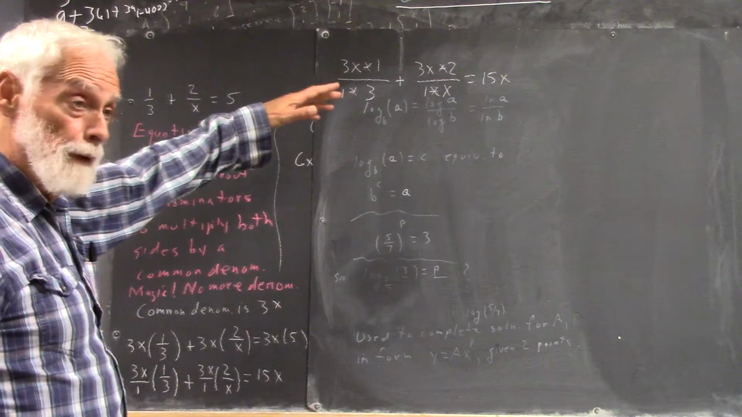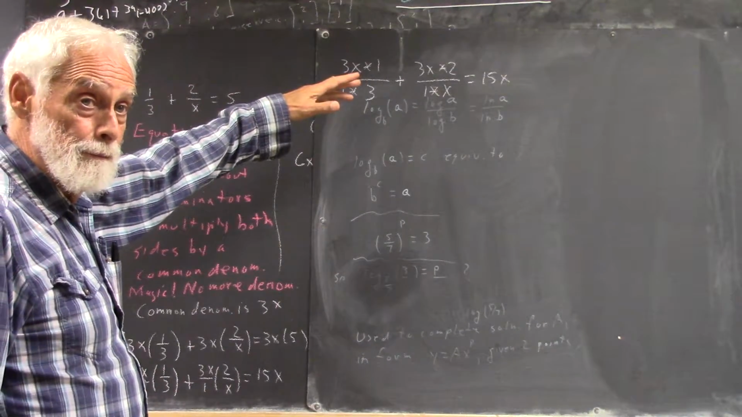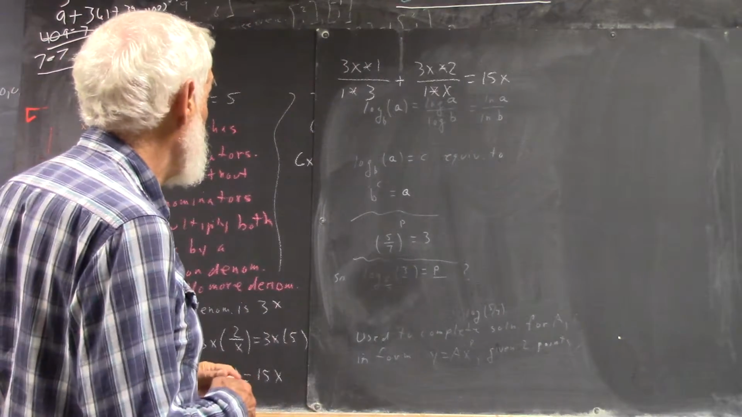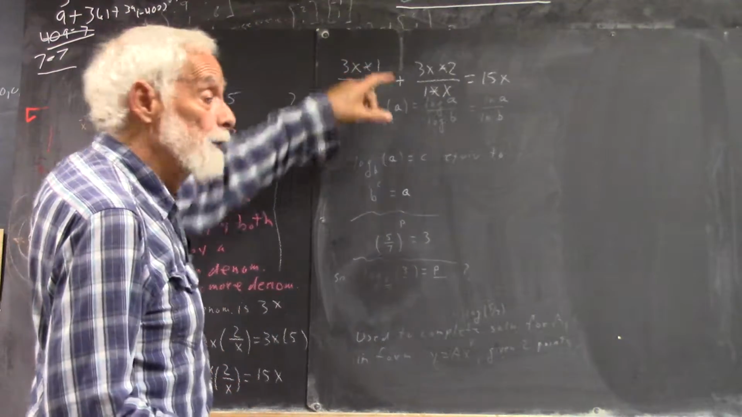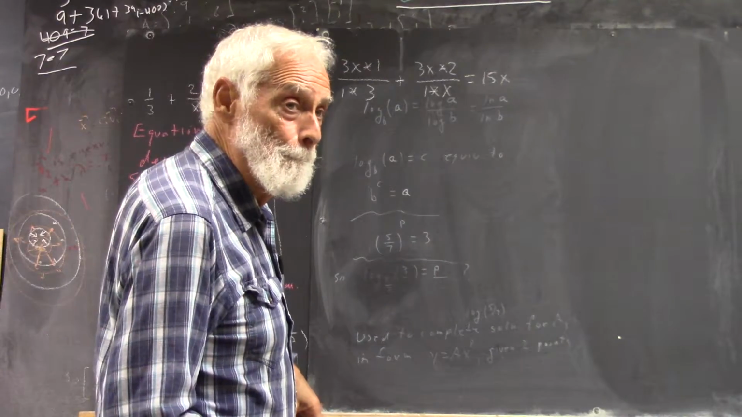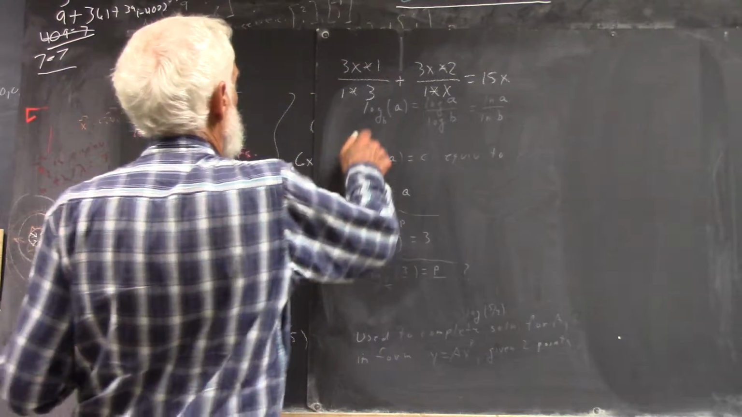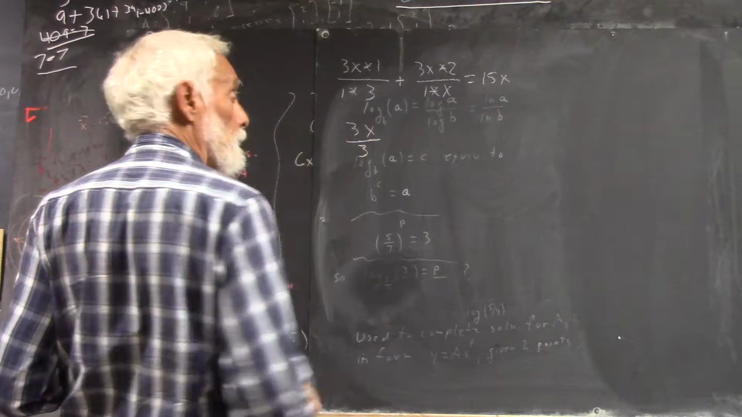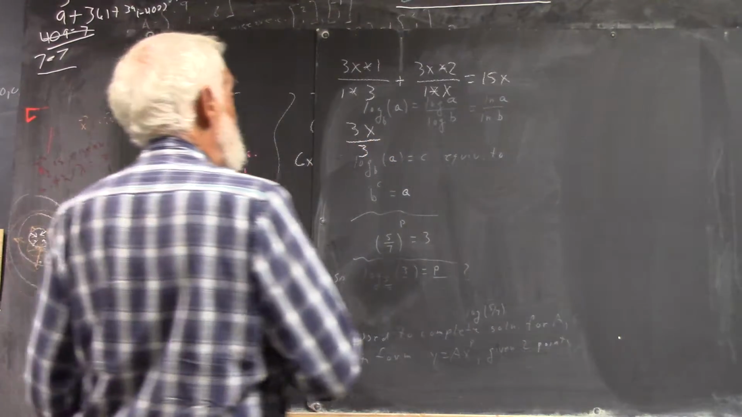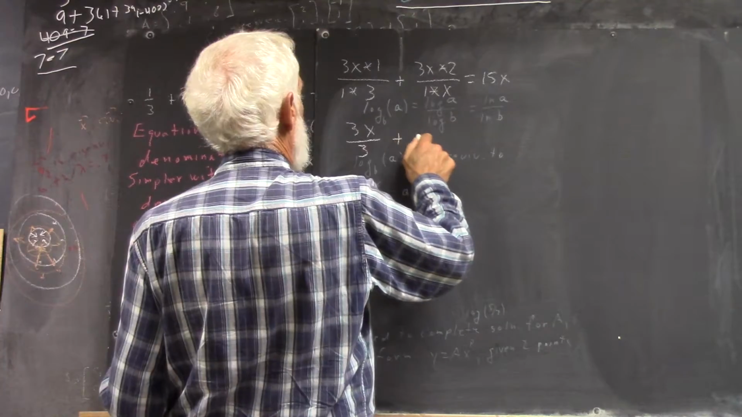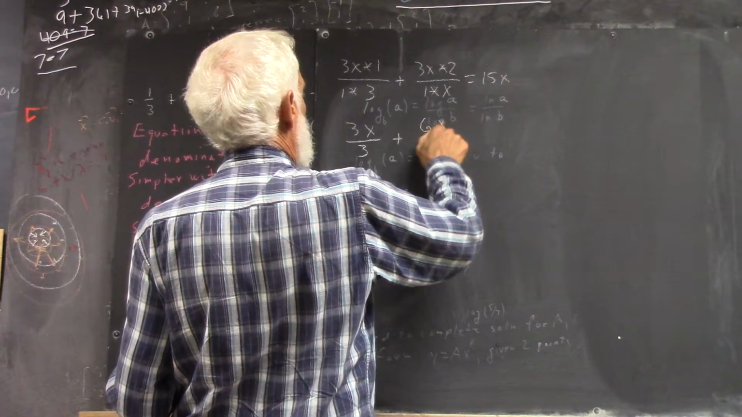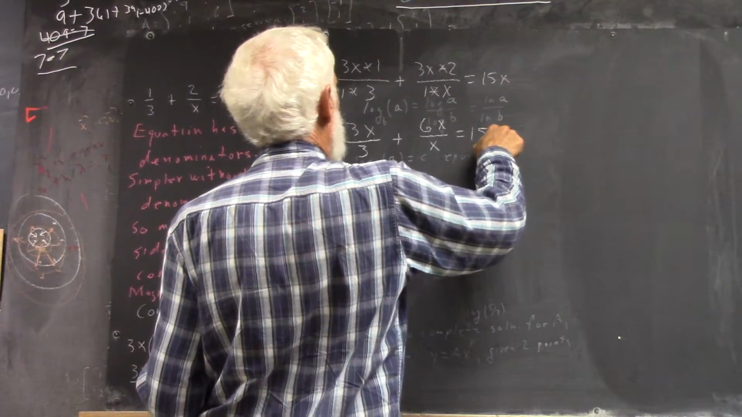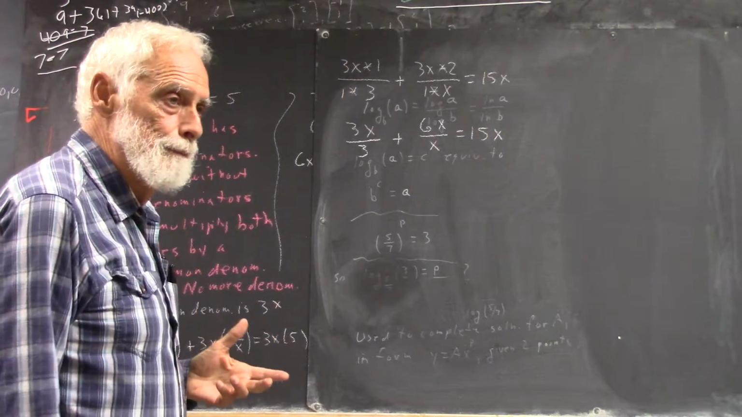Can everybody see that's what I've done? Familiar with that idea? Might have been a little while since you've done it, but that's easy enough. Okay, what's 3x times 1? And what's 1 times 3? It's 3, right? And we get 6x over x equals 15x. Now what do we do?